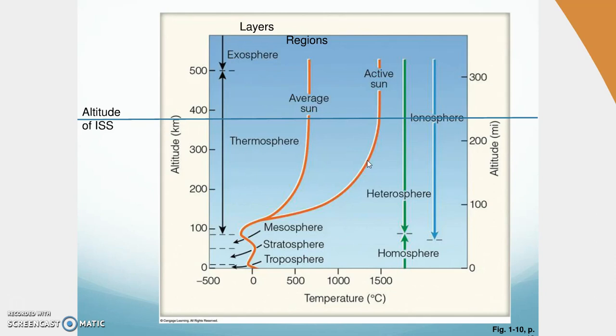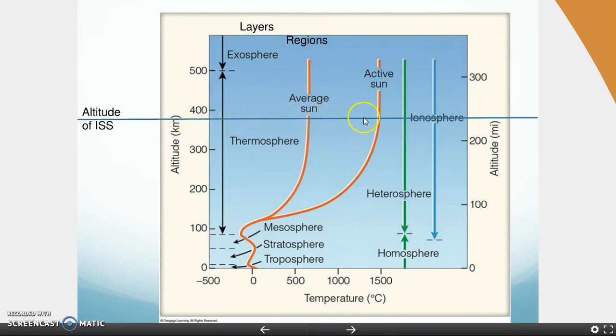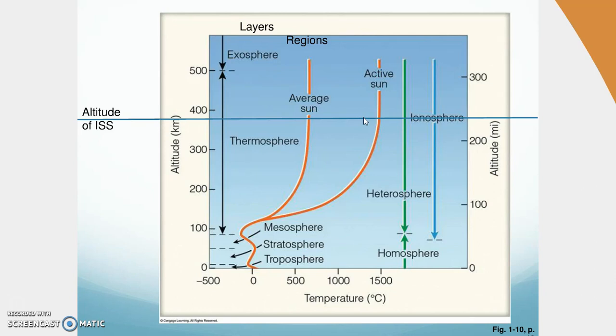Now, a lot of people are taught that the International Space Station is really out in space. Technically, it's not. This blue line indicates where the International Space Station flies. It's still inside of our thermosphere. It's just that the density is so low that it practically is space up there. But it is technically still part of our atmosphere.